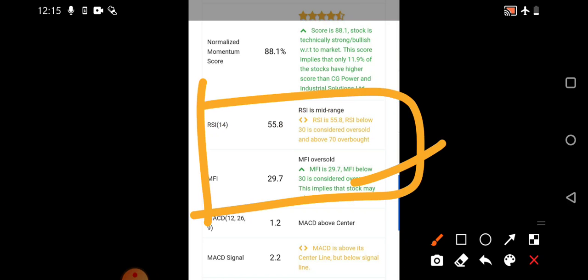So what is oversold and what is overbought? Whenever any stock enters oversold, it implies that in the coming session it should start moving up. So that is one indication. And the second indication is whenever any stock goes above 70, that is overbought. From there a little pullback happens. So this is what we have discussed.